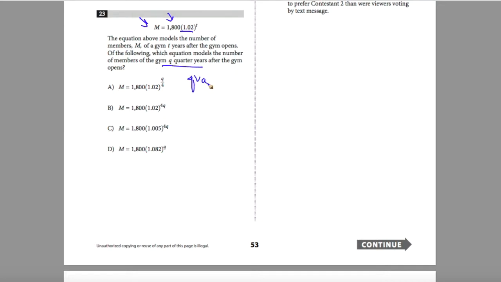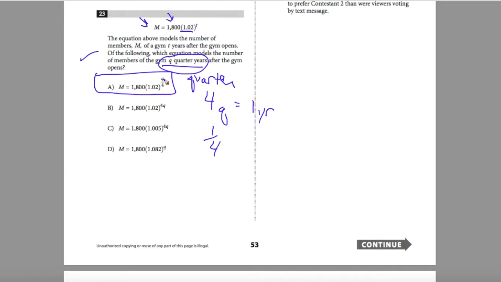Well, q quarter years refers to the fact that there are 4 quarters inside of 1 year, meaning that it will be 1/4. So I'm going to look for something in my answer choices that does represent that, because the only thing they're really evaluating is time. The initial amount and the increase will all stay, so 23 will be A, given the fact that it is in quarter years, or q over 4.